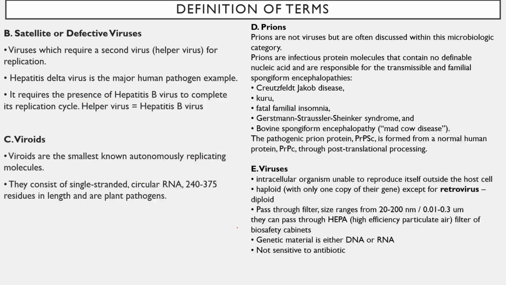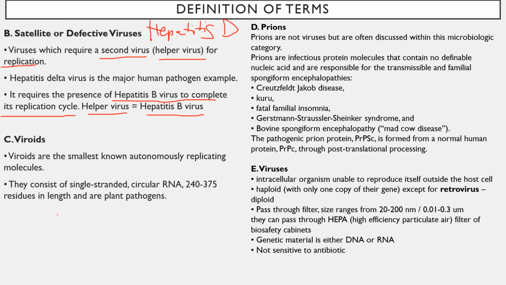Another term, class, we have your satellite or defective virus. The satellite or defective virus class, these are viruses that would require a second virus, also known as a helper virus, for replication. The best and most common example of this class is your hepatitis D virus, also known as your hepatitis delta virus. It would require the presence of hepatitis B virus to complete its replication cycle. The helper virus here is hepatitis B.